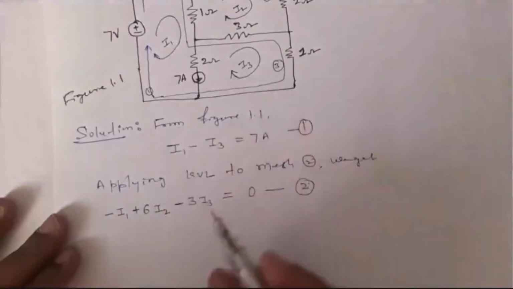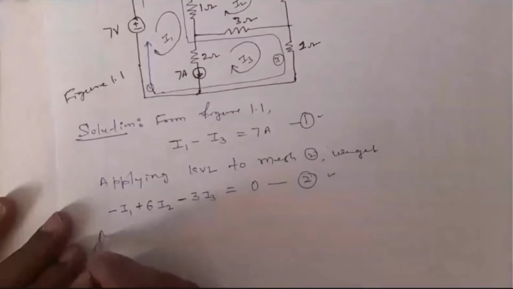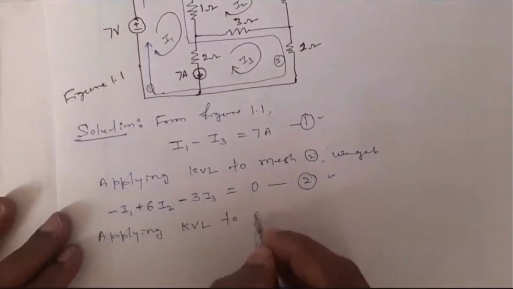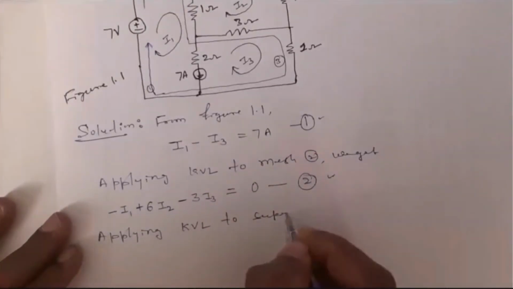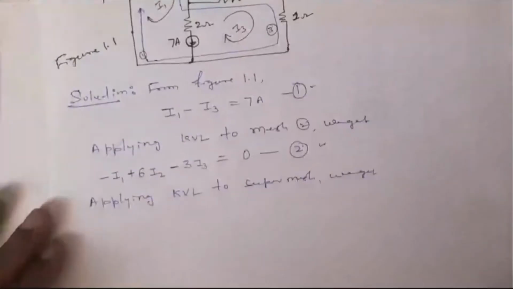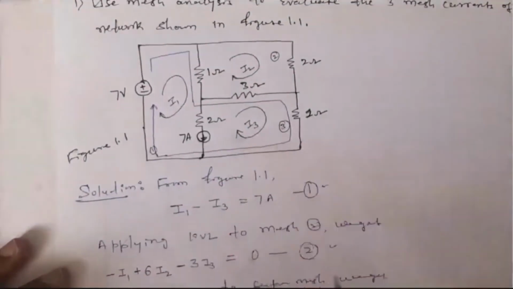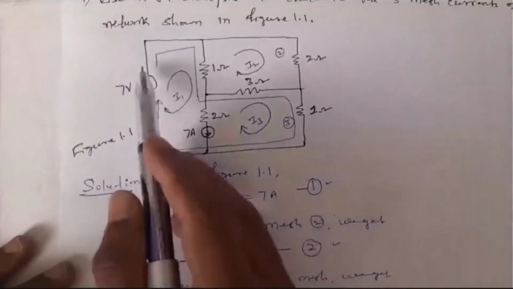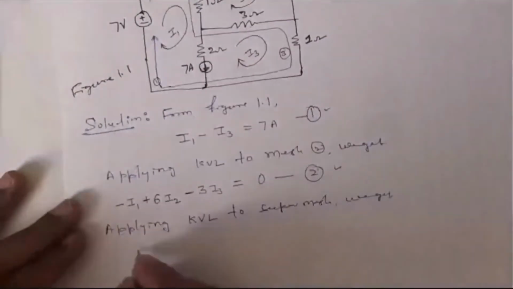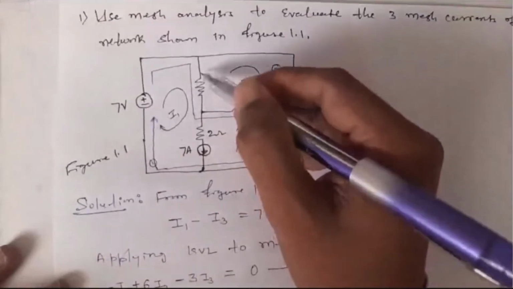Now I have two equations. One more equation is from applying KVL to the super mesh. Dear students, this is a super mesh. If you apply KVL, look at this, minus to plus, I'll consider plus. That is a 7. Now plus to minus, I'll consider minus.